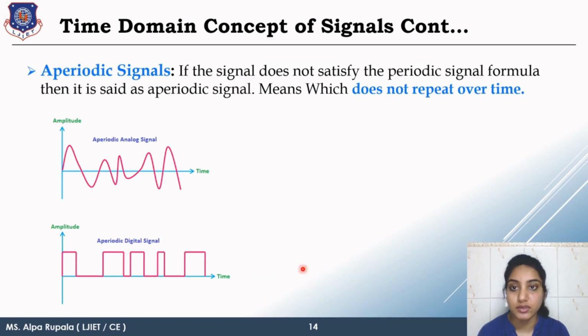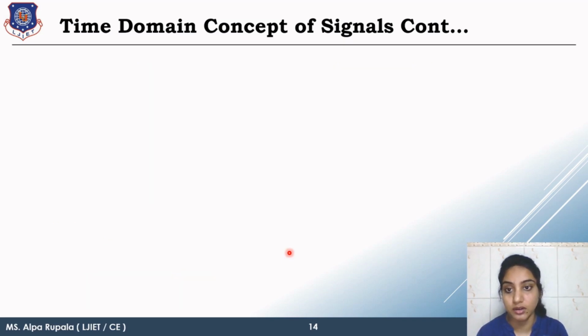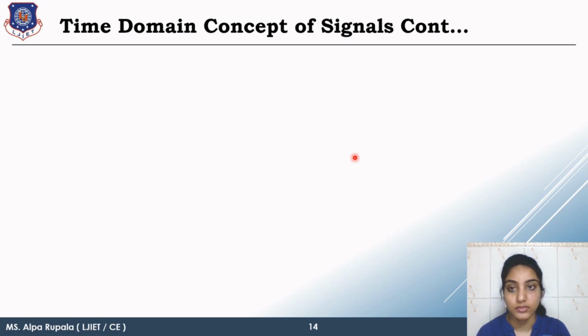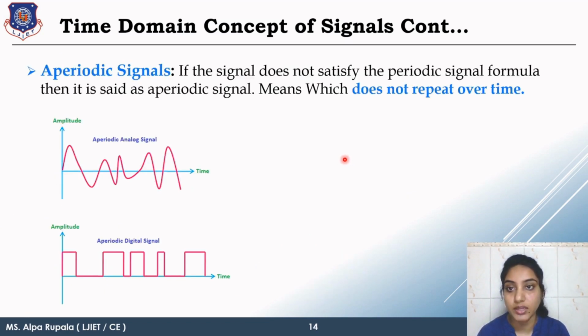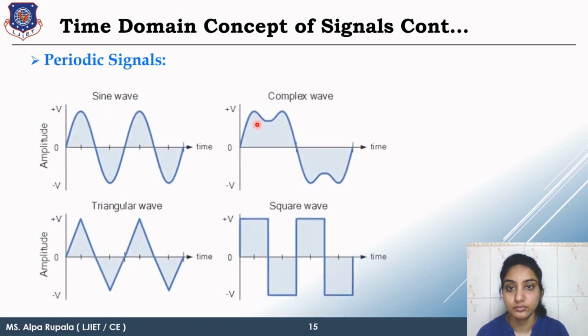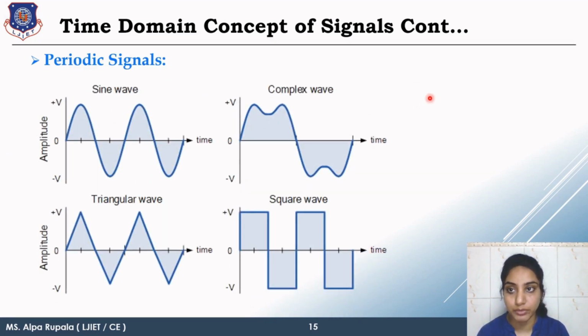An aperiodic signal does not satisfy any form of the formula which we learned earlier. This is our formula, and an aperiodic signal does not satisfy it. An aperiodic signal does not repeat itself at any interval. Here are some more examples of periodic signals. Shown here are a sine wave, a complex wave. It can be anything, but it is repeating itself. A triangular wave, a square wave.